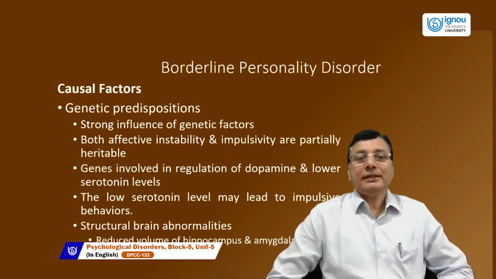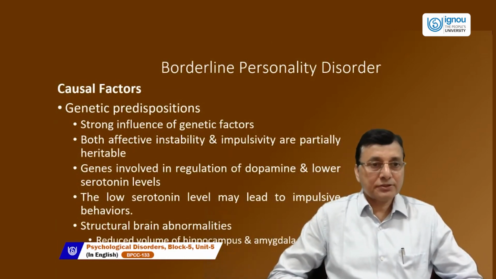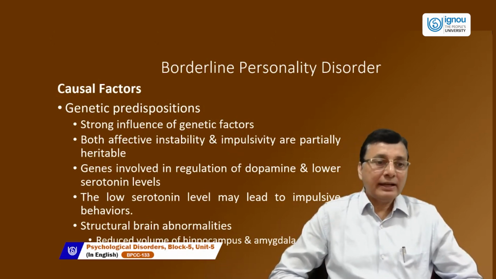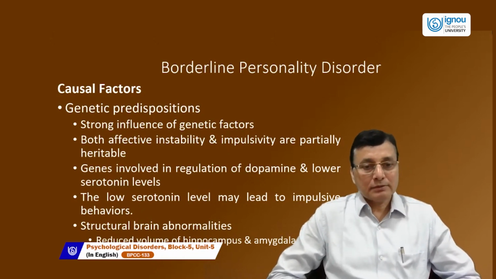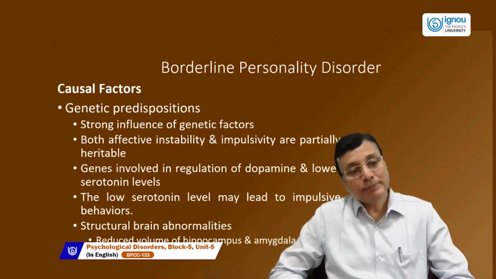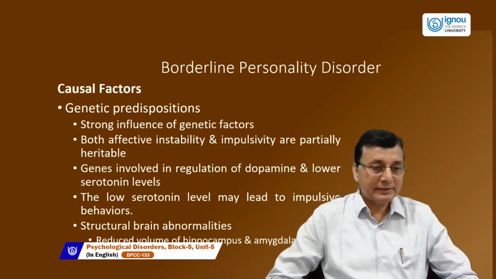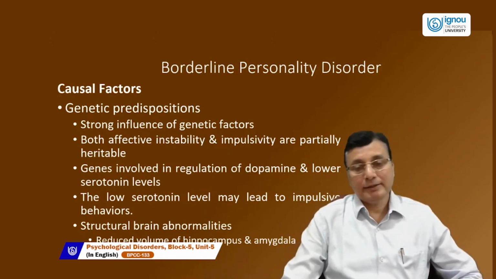Let us see what the causes of BPD are. Genetic predispositions: there is a strong influence of genetic factors, as both affective instability and impulsivity are partially heritable. Genes are involved in regulation of dopamine and lower serotonin levels. The low serotonin level may lead to impulsive behaviors, and there are structural brain abnormalities like reduced volume of the hippocampus and amygdala.